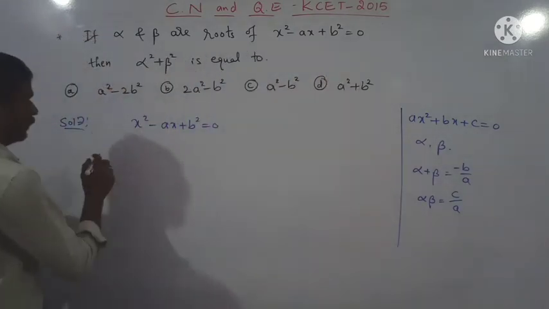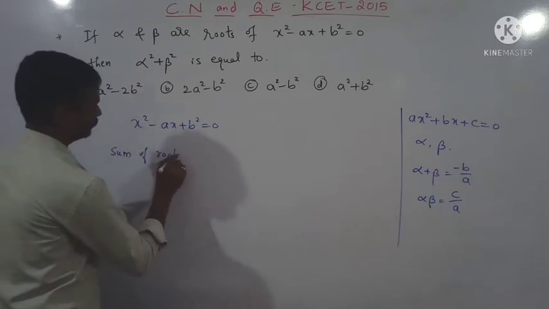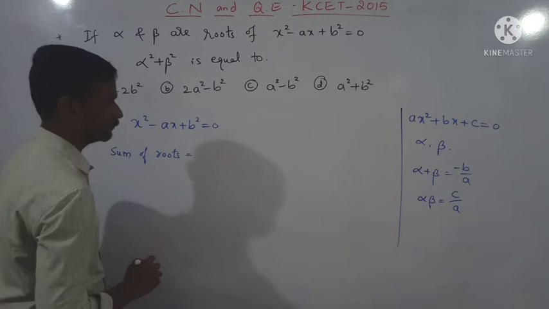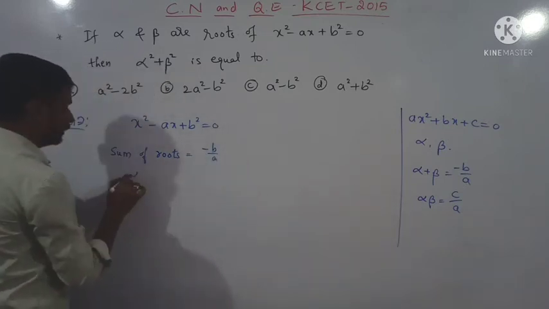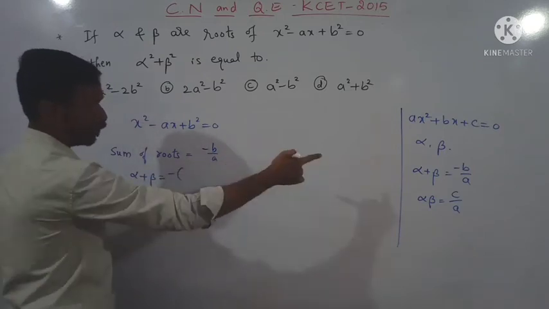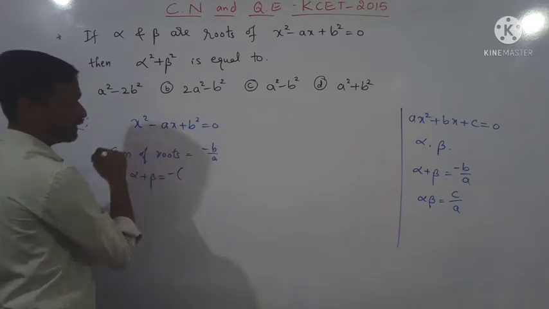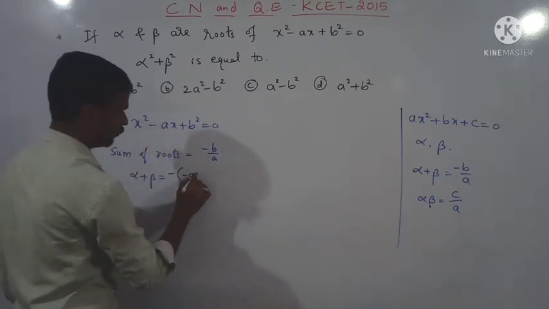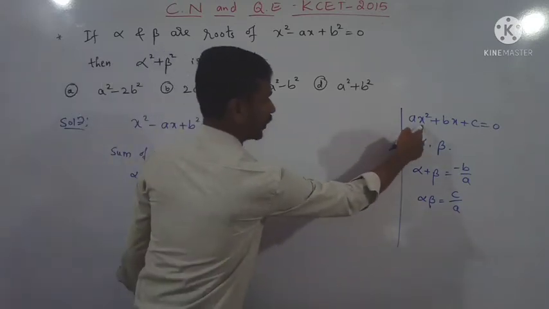So here sum of roots is given by minus b by a. Therefore alpha plus beta equals minus b, the coefficient of x. What is the coefficient of x? Minus a. Minus a is the coefficient of x, therefore it is minus a divided by a. A means coefficient of x square.